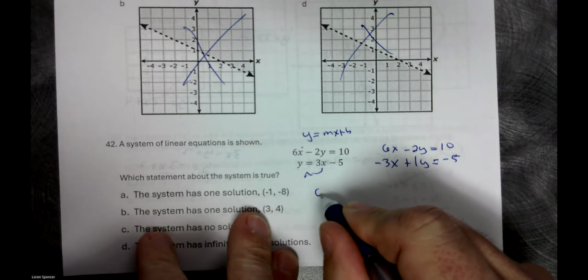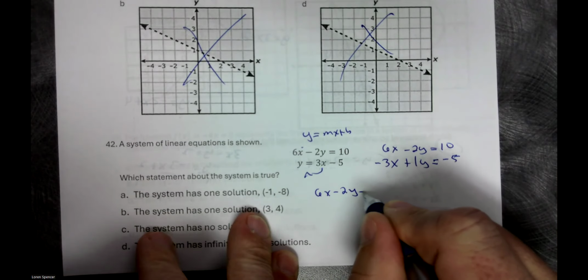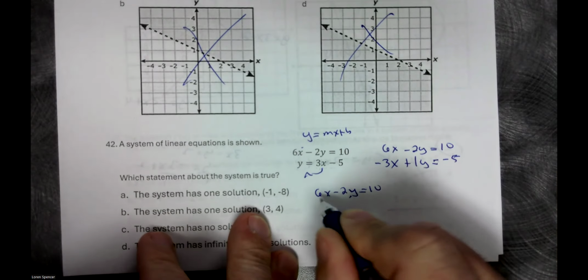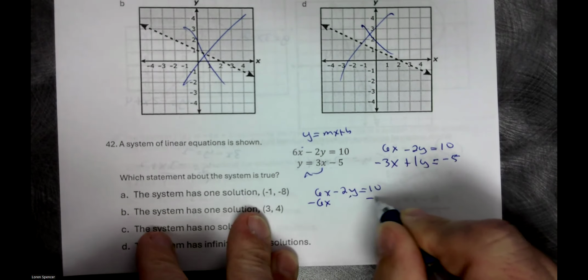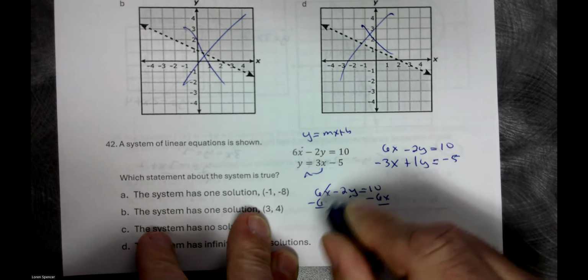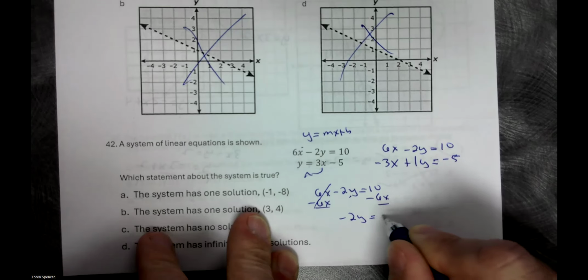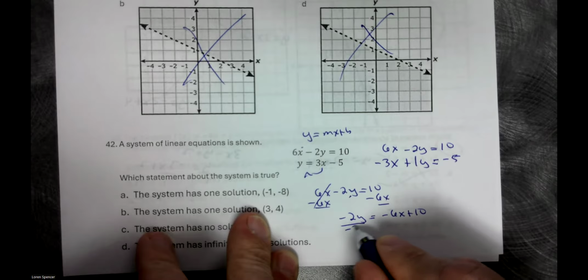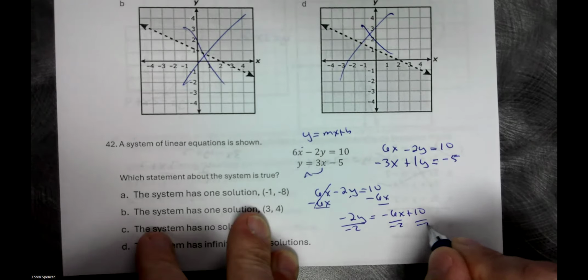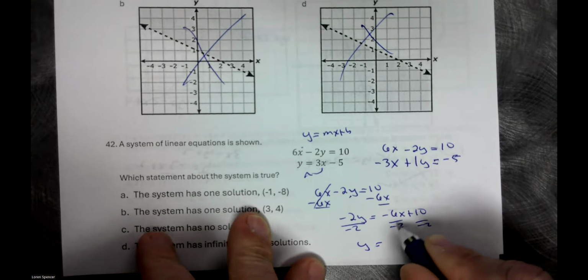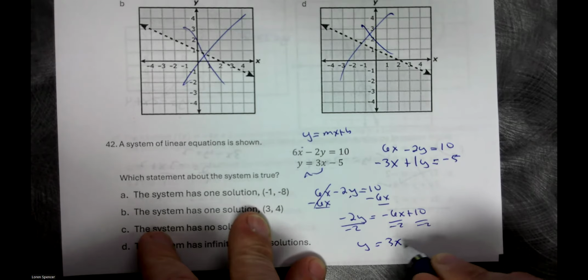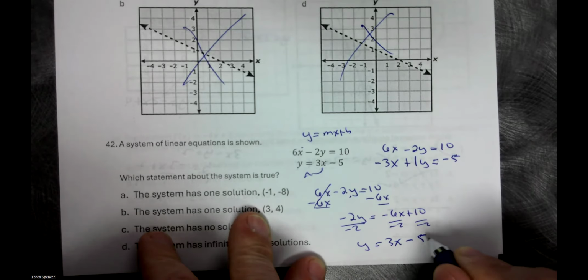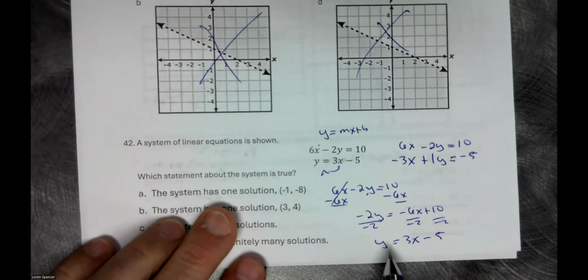So I have 6x minus 2y equals 10, which means I need to solve for y. I do that by subtracting 6x from both sides, and I have negative 2y equals negative 6x plus 10. I divide everything by negative 2, and I end up with y equals 3x minus 5. Wait a second. Those are exactly the same line.